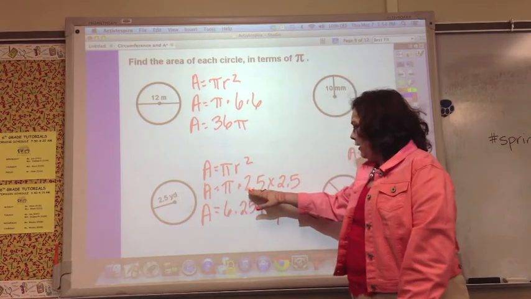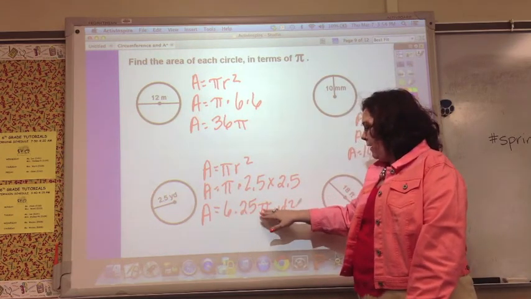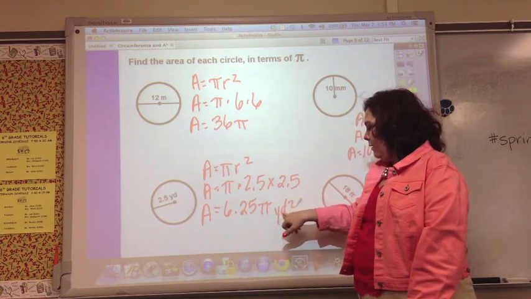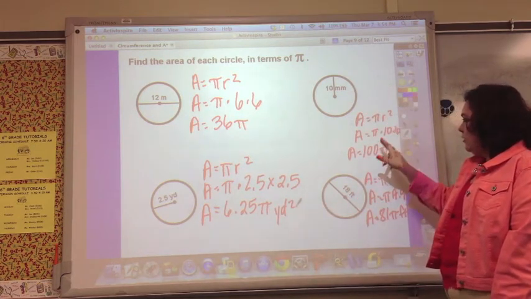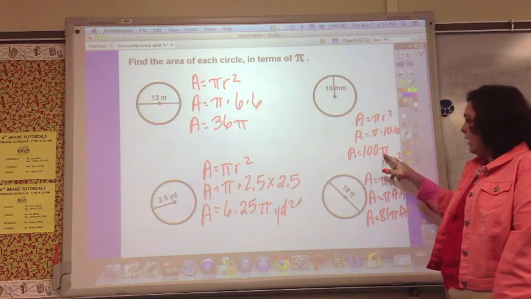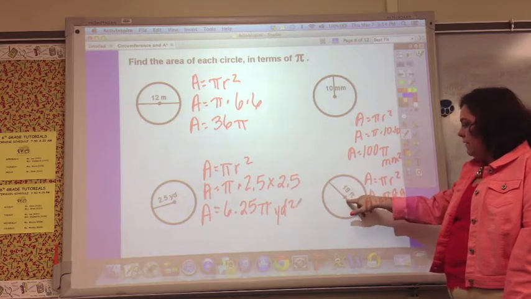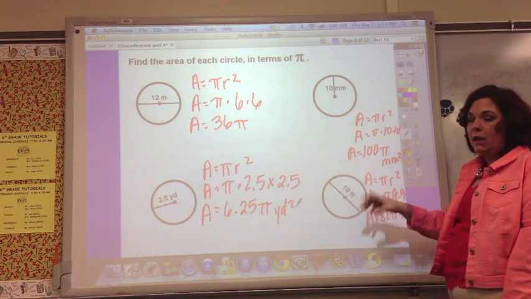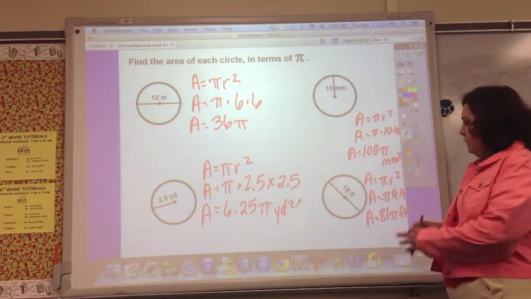It's pi times 2.5 times 2.5, that's 6.25 times pi yards squared. This is 10 times 10, which is 100, so 100 times pi millimeters squared. And this one, you have to take the radius, so it's 9. 9 times 9 is 81, so it's 81 times pi feet squared.